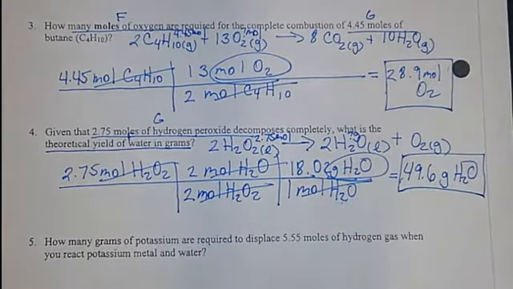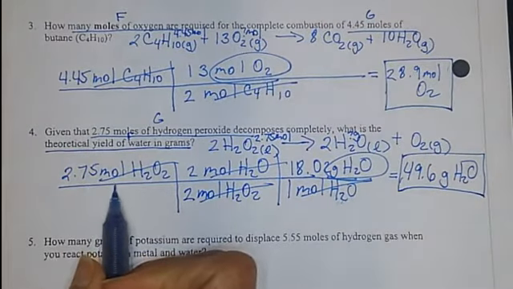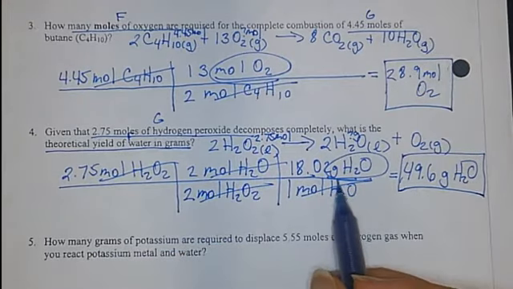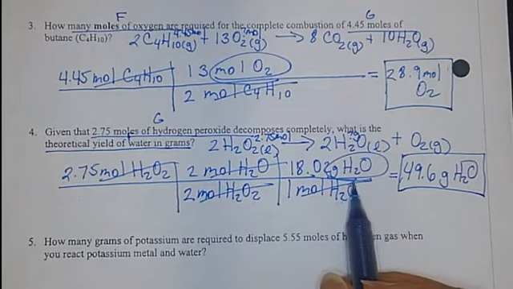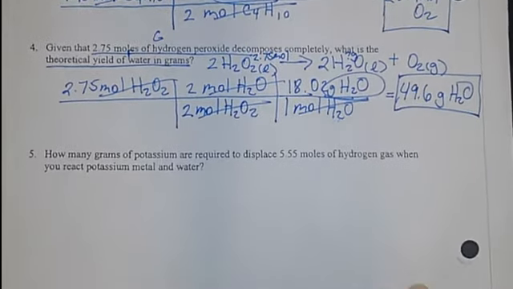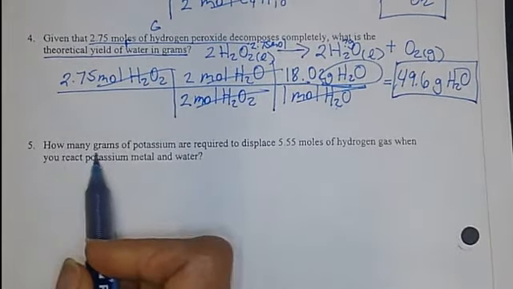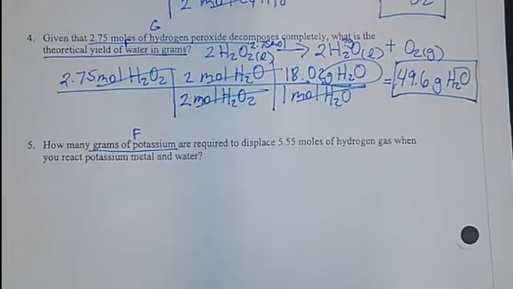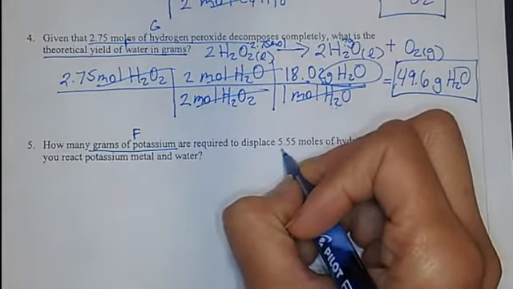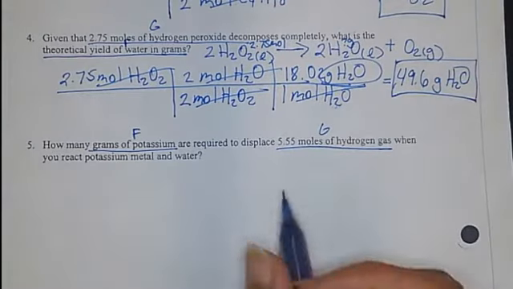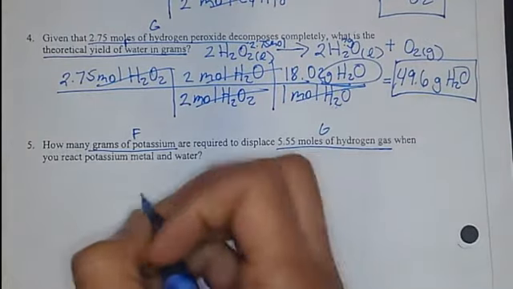Okay. So you have 2.75 moles of hydrogen peroxide that's given to you, and you want to convert it into how many grams of water is produced. So you started off with 3 significant figures, and you're going to end up with 3 significant figures. Okay? And then number 5 is how many grams of potassium are required to displace 5.5 moles of hydrogen gas when you react potassium metal with water.